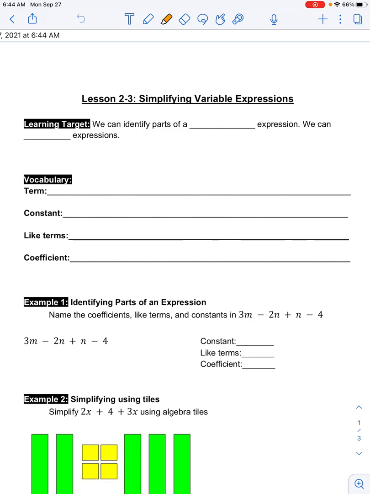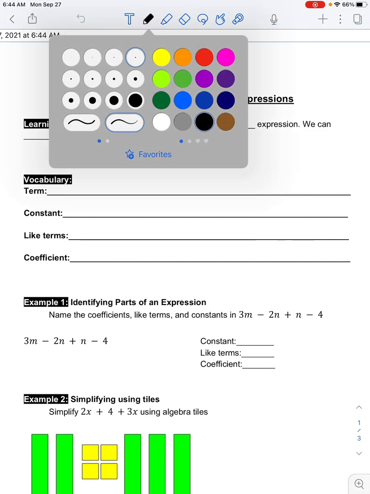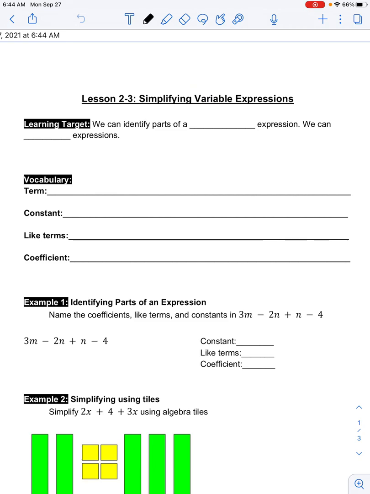Okay, here we go. Unit 2, Lesson 3, Simplifying Variable Expressions. So we can identify parts of a variable expression, and we can identify algebraic expressions. So we've got a lot of vocab in this. So let's take a look.